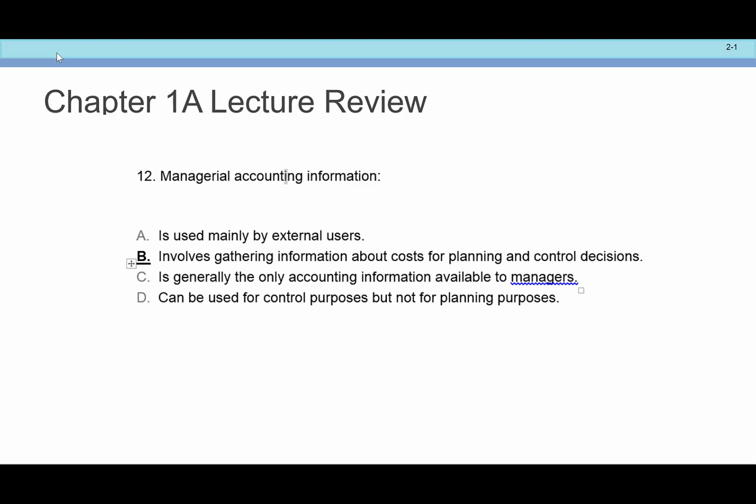Let's take a look at this question, which is maybe the one question that I might put on your midterm related to chapter 1A. Remember, it was very basic stuff, okay? And what we said about managerial accounting is we're using it for what? Planning and control decisions. So chapter 1A, I wouldn't worry about that at all. I might ask you some question, it's very simple like this.